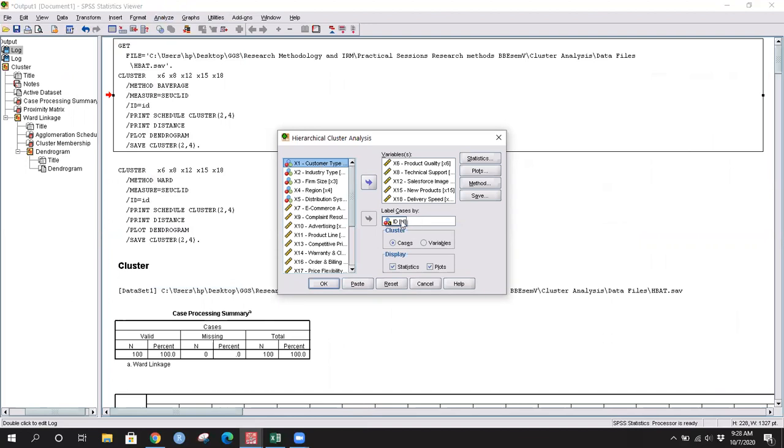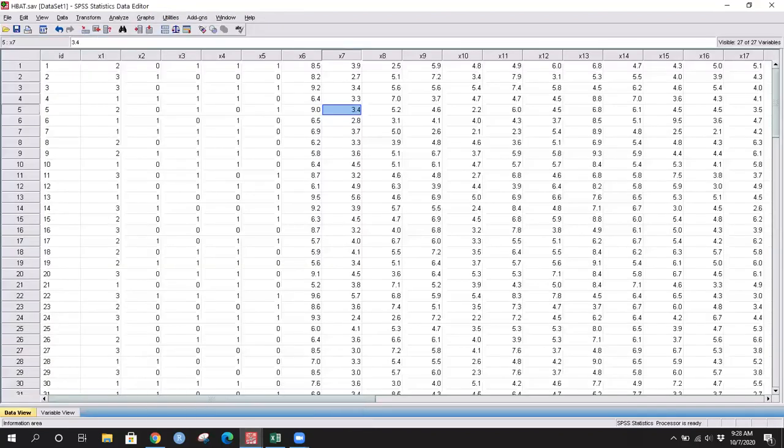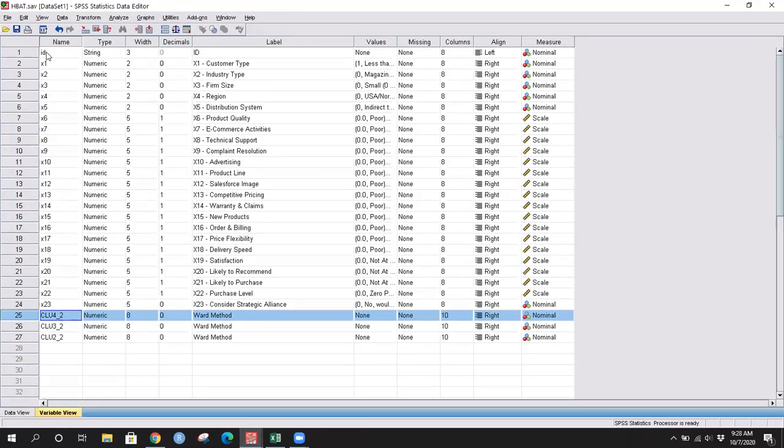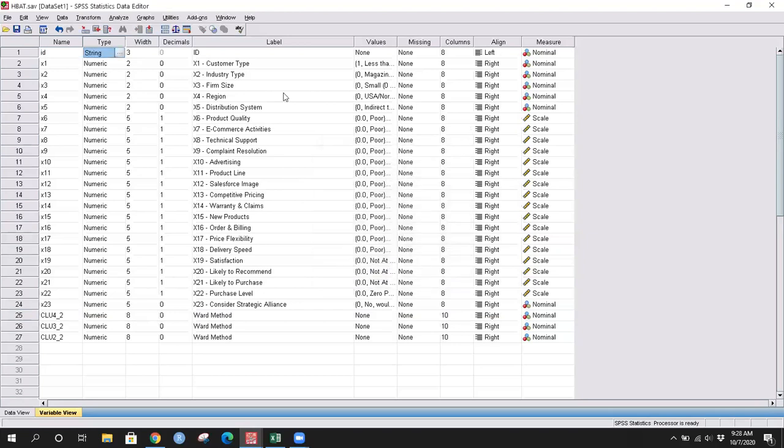Also, please ensure that your ID variable has been made a string. If you are wondering how to make your ID variable a string, I'm going to teach you here. You see this ID variable, this is the type. You can choose the type from here. Earlier my ID variable was nominal, so I made it a string and then just clicked OK. So it was nominal here, and it has to be string here. Only then cluster analysis works, so that's very important for you to ensure.